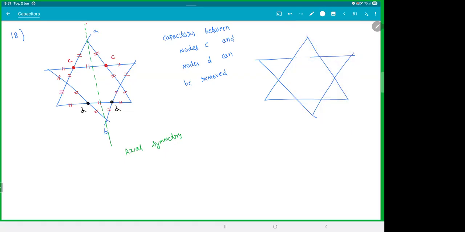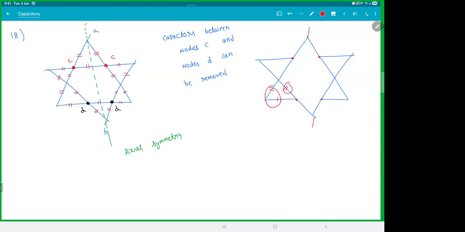Basically, this guy will go off. Look at this line. This line will go off and this line will go off. This is how the circuit will look like. So these two lines will go off. Anyway, now this is easy to solve. Look at this thing. These two are in series. How much is that? C by 2.